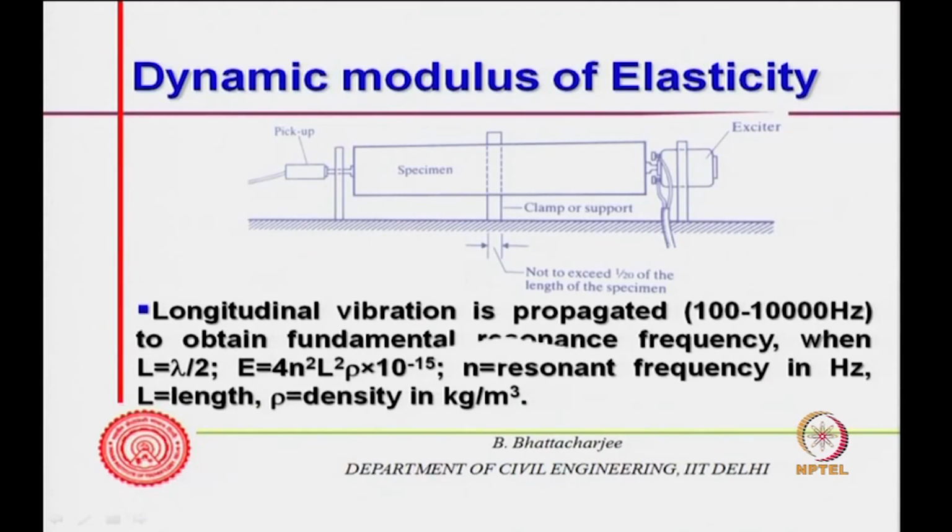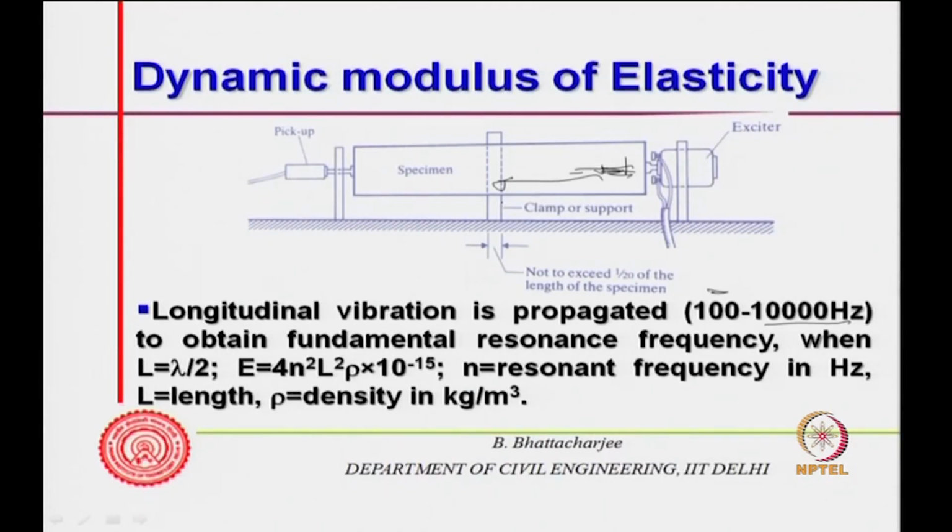Longitudinal vibration is propagated, so you will have vibration along this direction. Compression and rarefaction will be travelling along this direction, and over a range from 100 to 10,000 hertz you make it propagate, and you will get the fundamental resonance frequency when lambda is equal to 2L. So, when the wavelength is equal to 2L, where L is the length, or L is equal to lambda by 2, at that time resonance would occur.